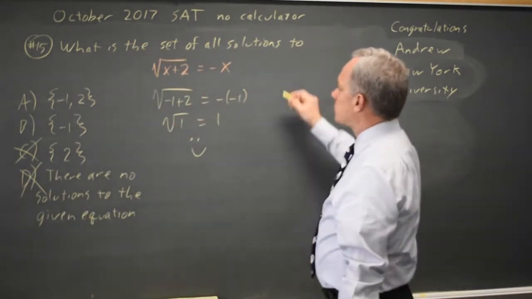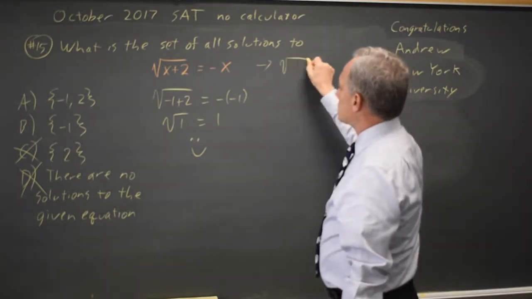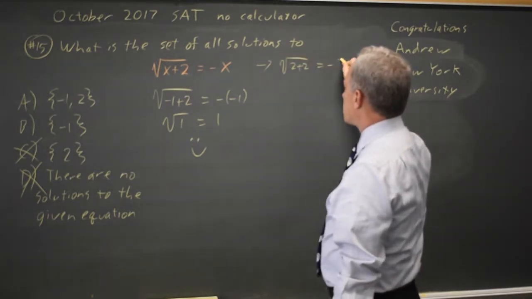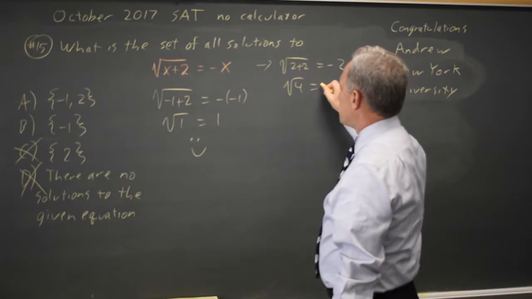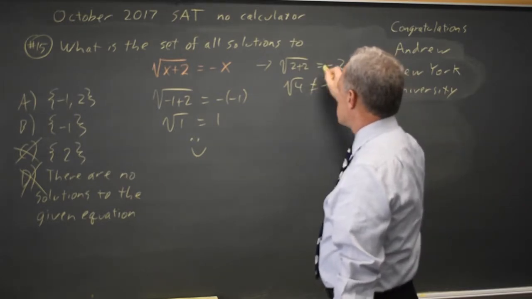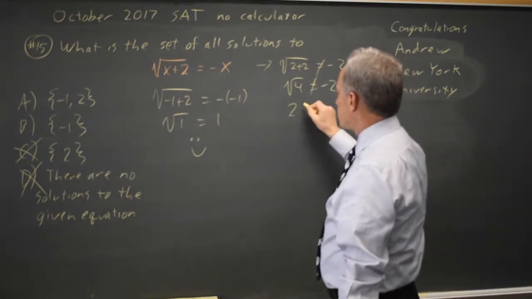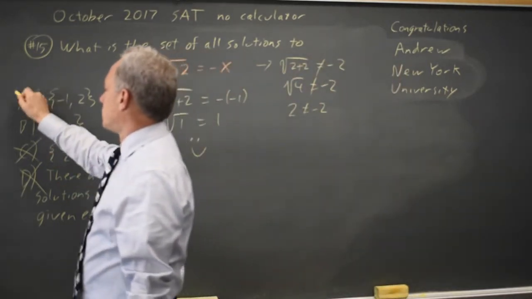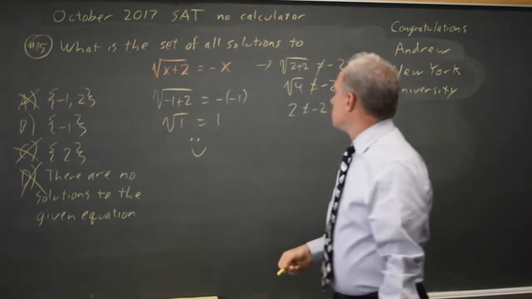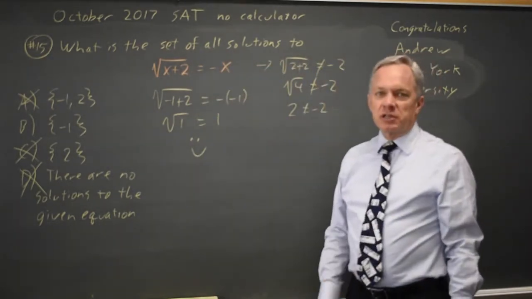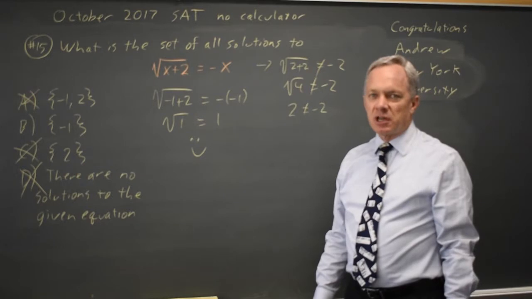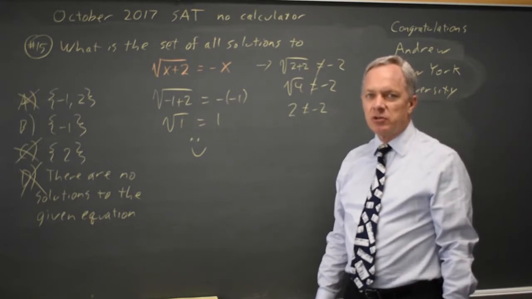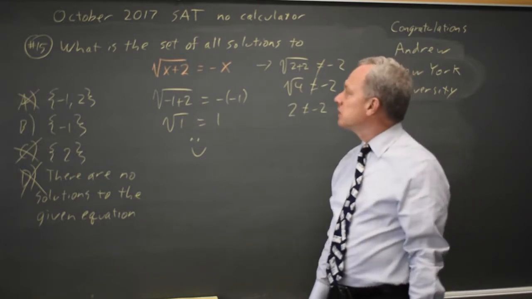Let's try x equals 2. That gives us root 2 plus 2 equals -2. Root 4 equals -2, and that is not true. Square root of 4 is +2, and that is not equal to -2, so choice A is wrong. Even though -2 squared is 4, the square root of 4 is not -2 because the square root symbol means the positive square root only.